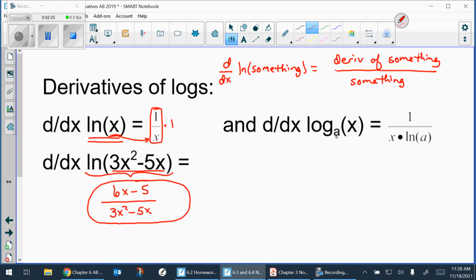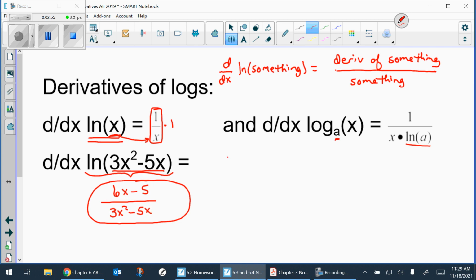Now, what if we have a log? We want to find the derivative of a log base a of x. Well, that, again, more given information here. The derivative of that is equal to 1 over x. But now we throw in something a little different here. We throw in that we're multiplying the bottom by the natural log of whatever the base is.